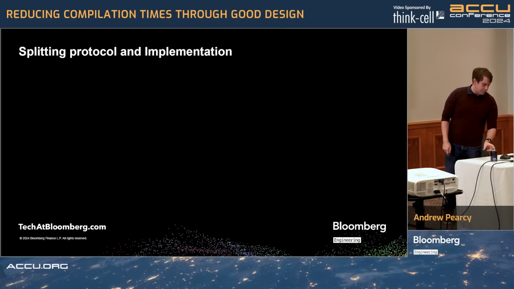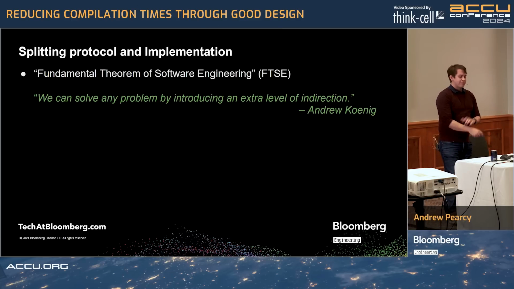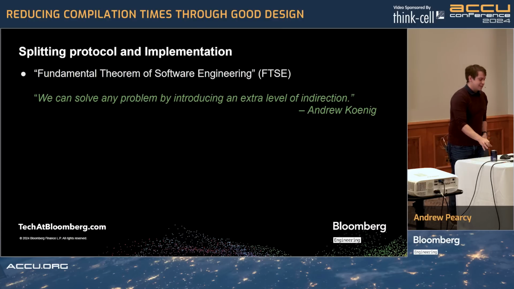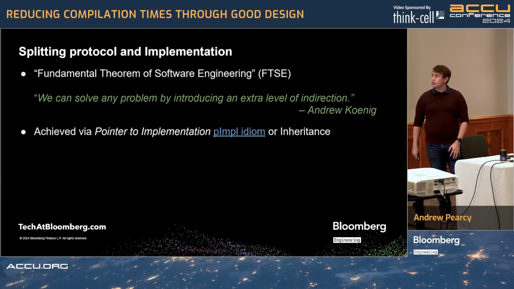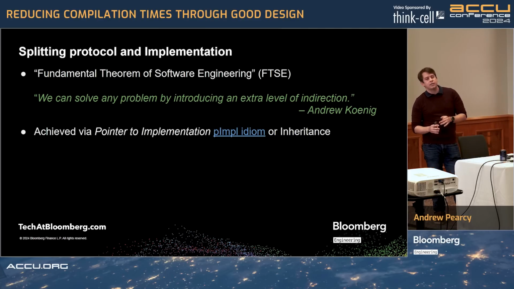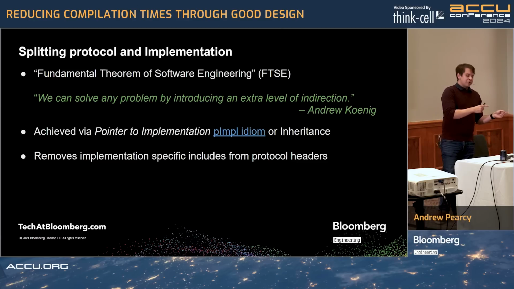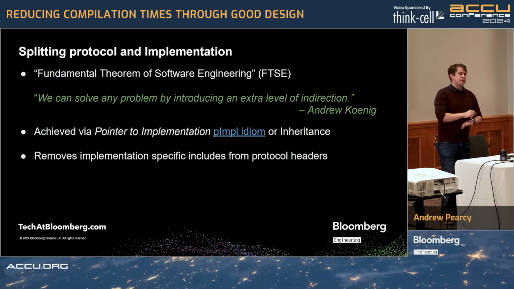Next up, splitting protocol implementation, which, another favorite quote, can solve any problem with an extra level of indirection. I think that sums this up very, very nicely. Again, nothing revolutionary, but the Pimpl idiom, pointer to implementation, or inheritance. In this instance, you're trying to hide away the implementation so that not everyone needs to know about it, and again decoupling your system. So get that implementation-specific include out of your header. You should only ever need to know about it in one place, and then everyone can rely on something more abstract.